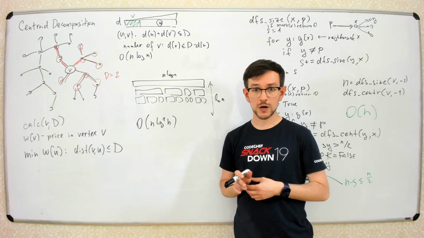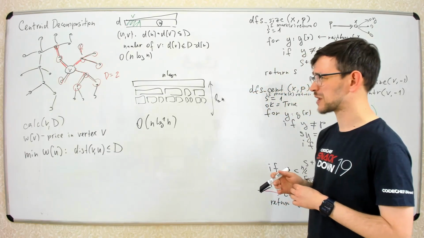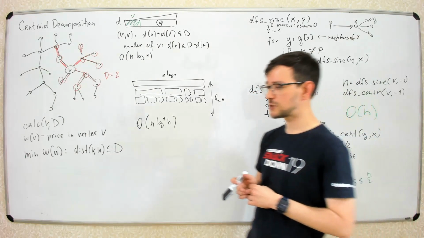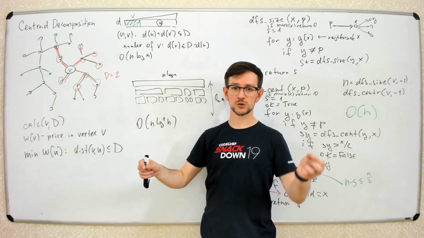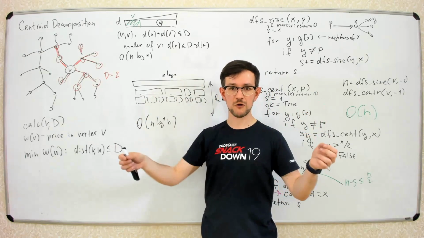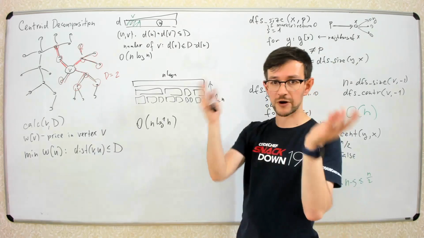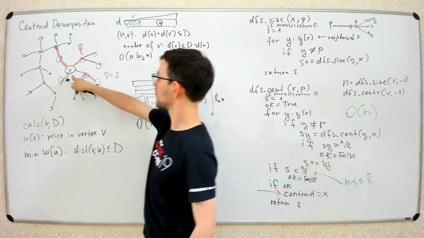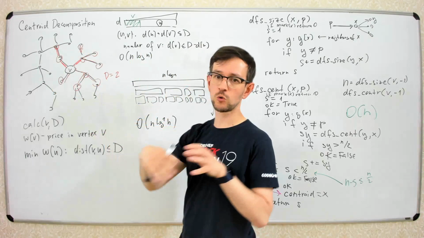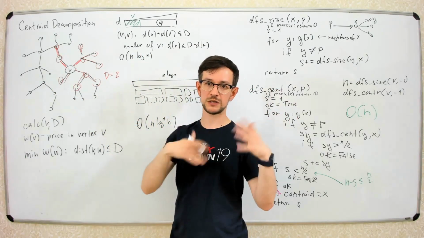Can you use heavy light decomposition? No, usually there are different types of problems. In heavy light decomposition, you calculate something on a path. So we have a path from here to here and calculate some function on this path. In centroid decomposition, you have some area. So you have some node and the area around this node, and you want to calculate something in this area. So it's like different types of problems.